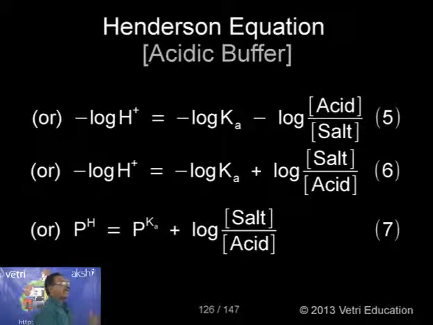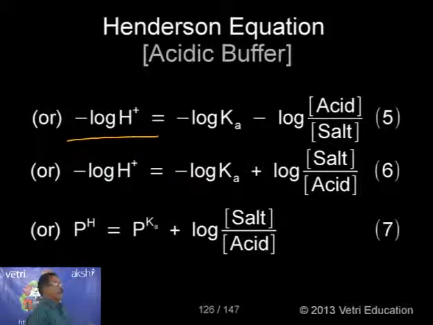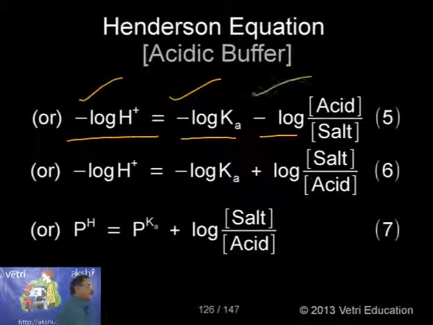Next, I am multiplying the entire equation by a minus sign. So log H plus multiplied by minus, log Ka multiplied by minus, and log acid by salt multiplied by minus. In all the cases I am multiplying by minus. So the equation becomes minus log H plus is equal to minus log Ka minus log acid by salt. This is the equation 5.